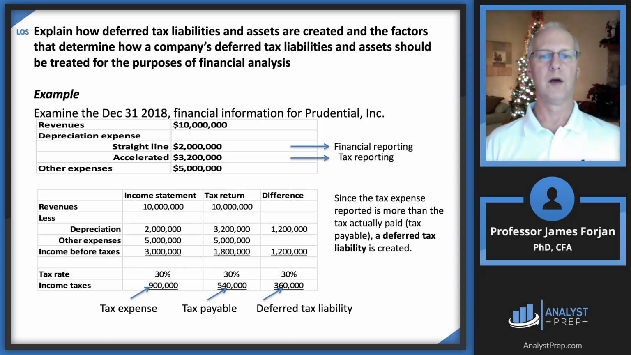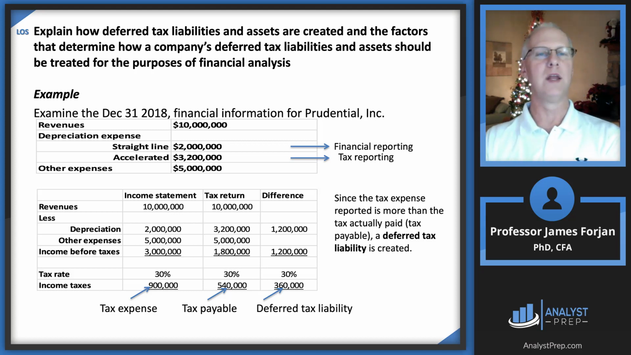And so here's what happens. I've duplicated the first box up at the top there, the $2 million and the $3.2 million. But then in the second box, I've got the income statement that we're reporting to the shareholders, and then the tax return statement that we're reporting to the government. So we use the $2 million depreciation for shareholders and the $3.2 million depreciation for the government, which of course lowers our tax liability. And so notice that the income taxes for the shareholders is $900,000, and our income tax payable to the IRS, if we're in the United States, is $540,000. And so the difference between the 900 and the 540 is 360. And that's going to be a deferred tax liability because we're getting that benefit today using the accelerated depreciation method.